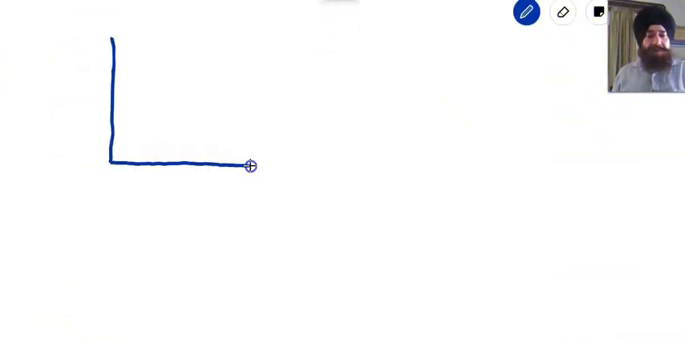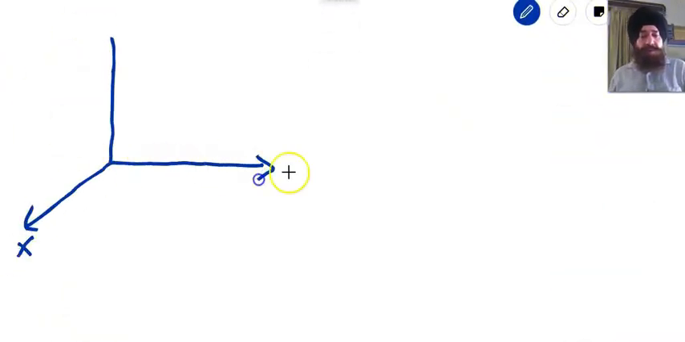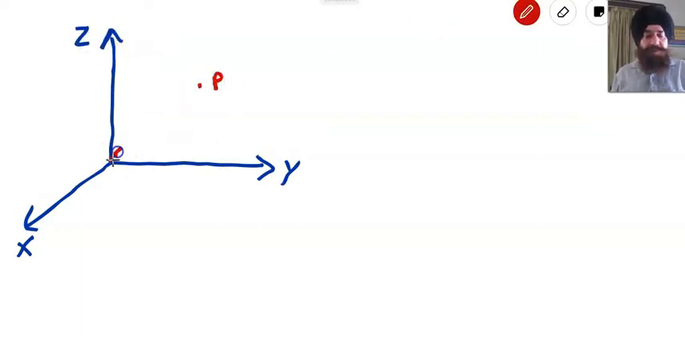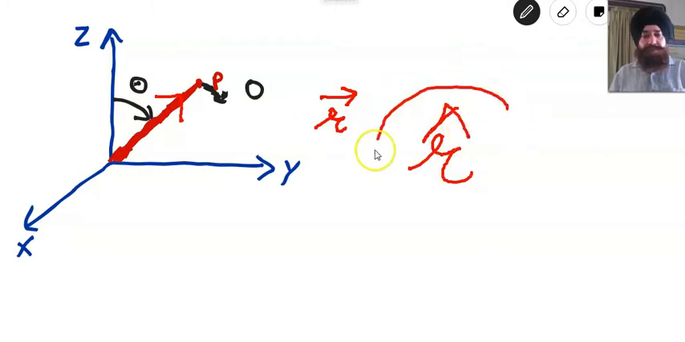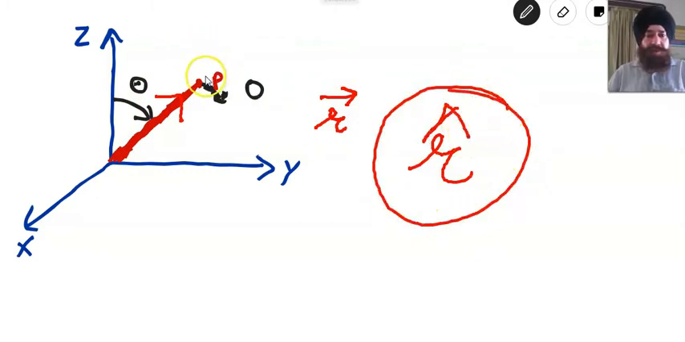Now we'll find the unit vectors of spherical polar coordinates. This is the radial distance. This is our theta. Now this is our radial distance, r vector. Now what is r cap? It is a unit vector along the direction of increasing r.